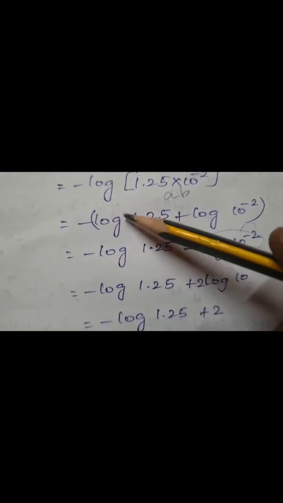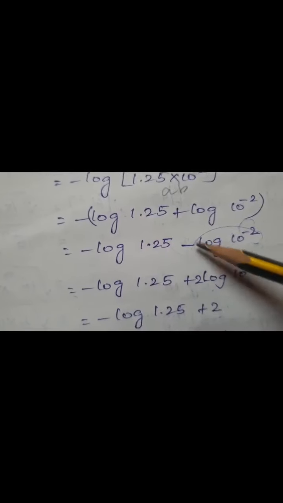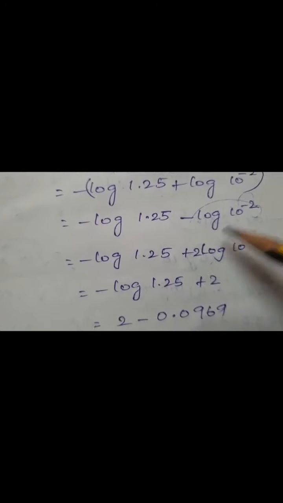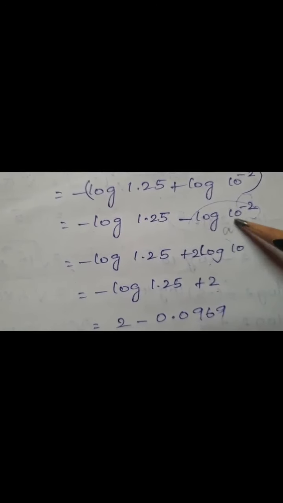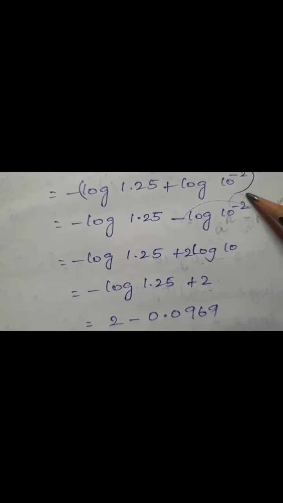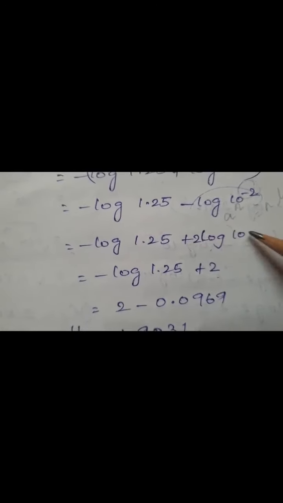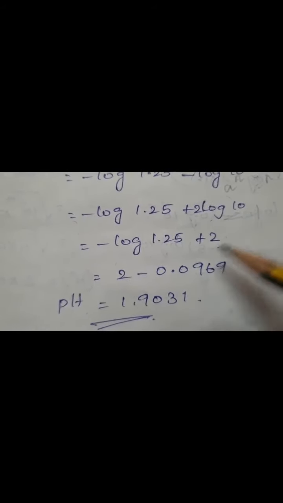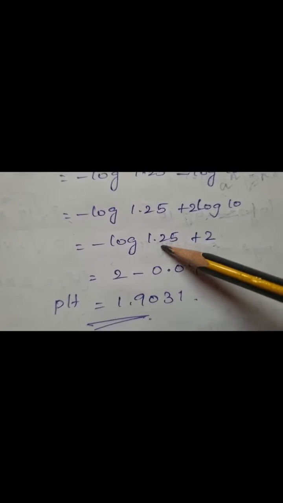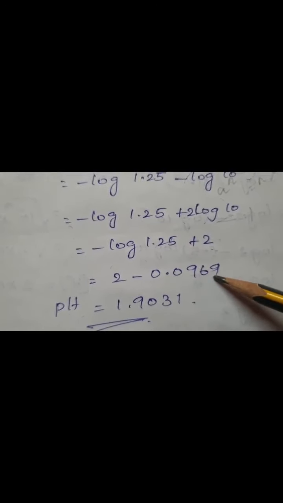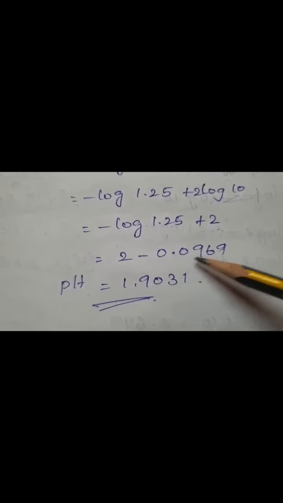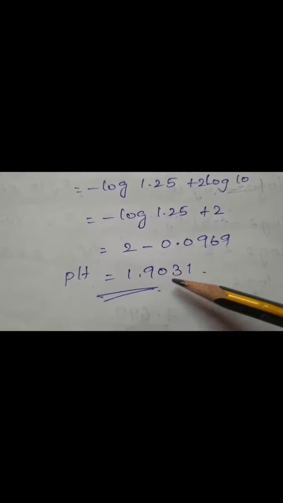Taking this negative sign inside the bracket, minus log 1.25 minus into minus plus, so minus of log 10 power minus 2. This is in the form of log A power n. So A power n means n log A. This minus 2 will come here, means plus 2 log 10. So minus log 1.25 plus 2 log 10, because log 10 value is equal to 1. So 2 minus log 1.25, value is 0.0969. So 2 minus 0.0969, you can get pH is equal to 1.9031.